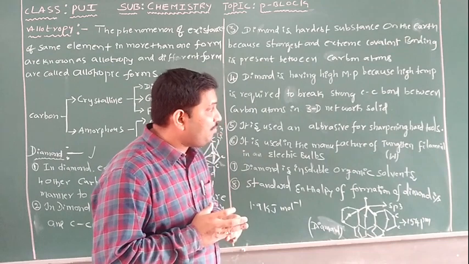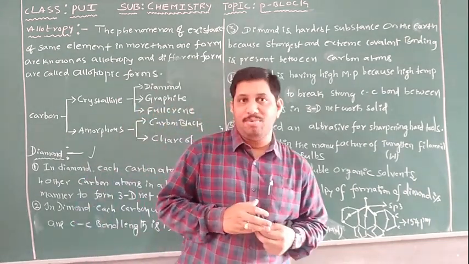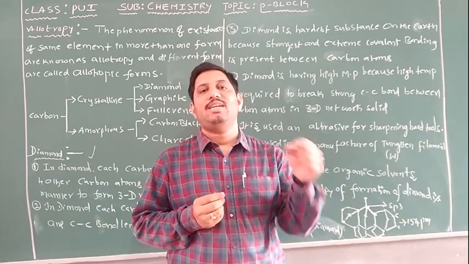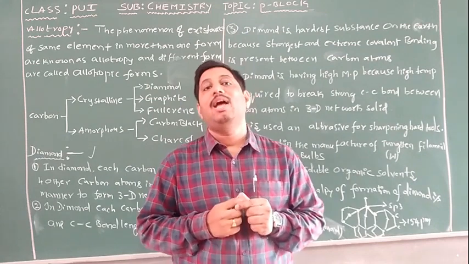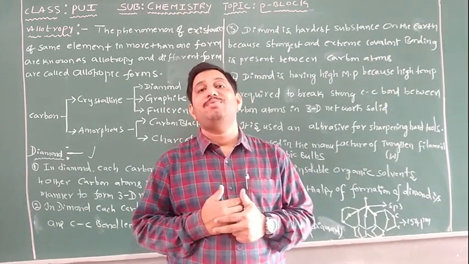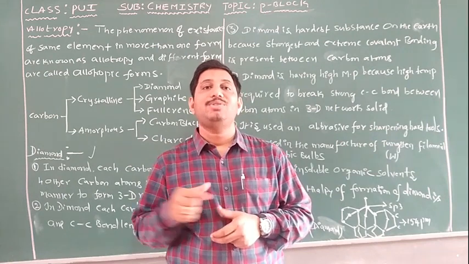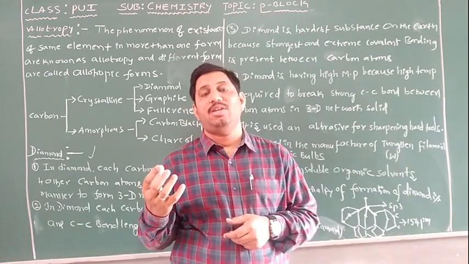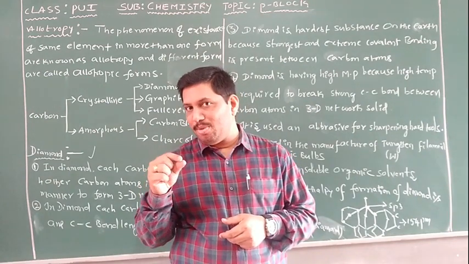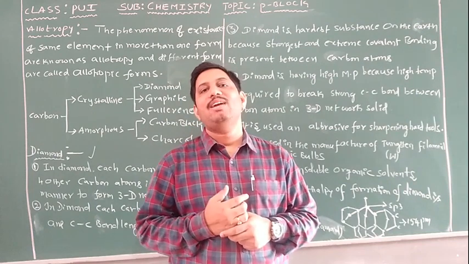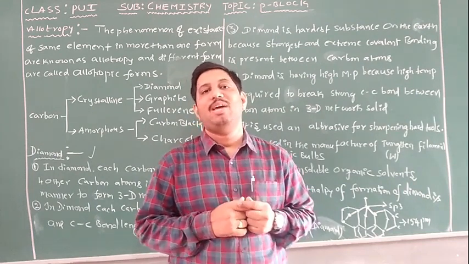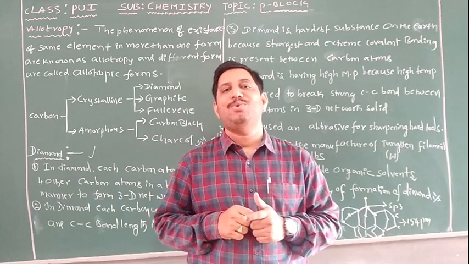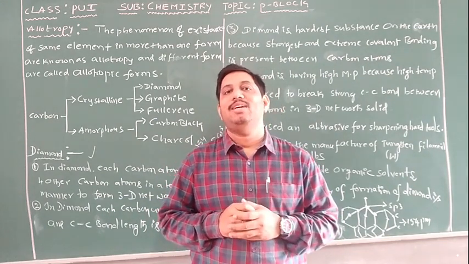It is used in the manufacture of tungsten filament in an electric bulb. We know that an electric bulb contains a tungsten filament. In that tungsten filament, they add a small amount of diamond, which increases the melting point of the tungsten filament. The electric bulb is always glowing, hence the temperature of the bulb increases. As the temperature increases, the filament can melt. To prevent the melting of the tungsten filament, they add a little diamond because diamond is the hardest substance with the highest melting point. Therefore, diamond is also used in tungsten filaments in electric bulbs.